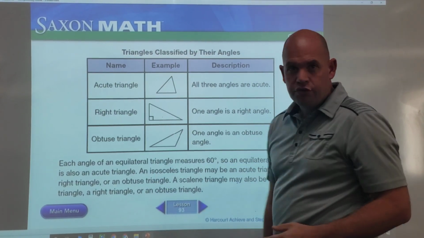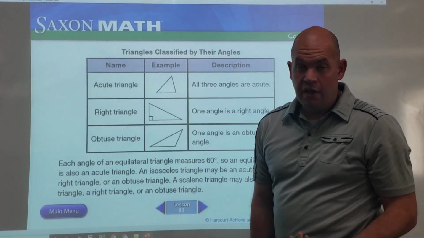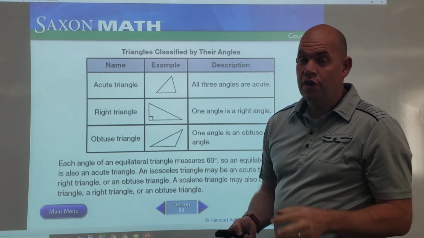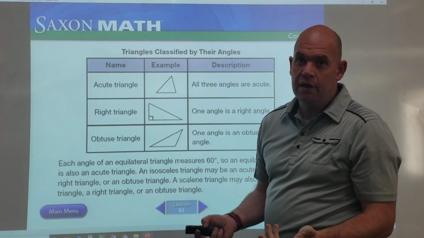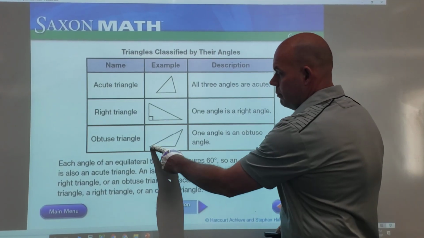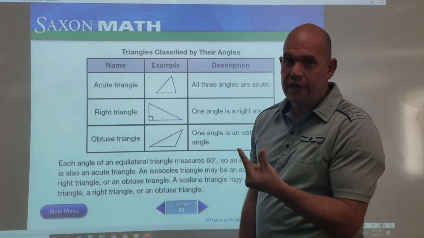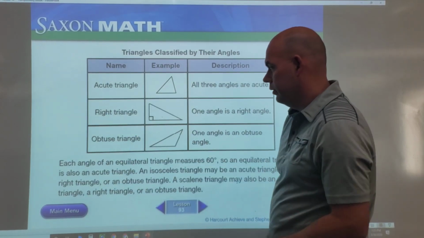And then an obtuse triangle is one that has one angle that's more than 90 degrees. There's no such thing as a triangle that has two angles of more than 90 degrees. That's impossible. It would have to be a quadrilateral. For it to be a triangle, there's just going to be one angle more than 90 degrees and then two acute angles, so one obtuse and two acute, and that would be an obtuse triangle.